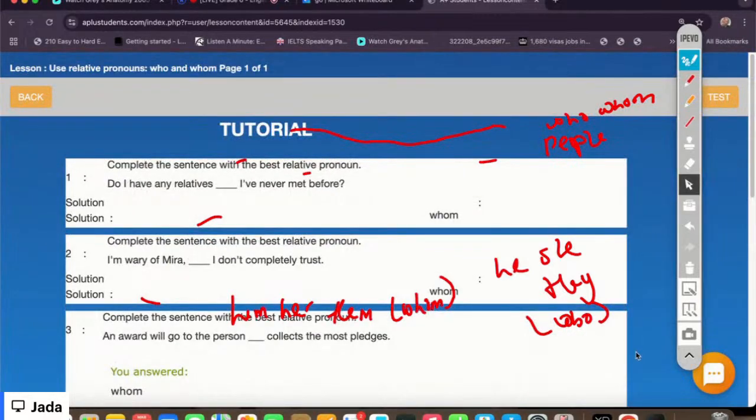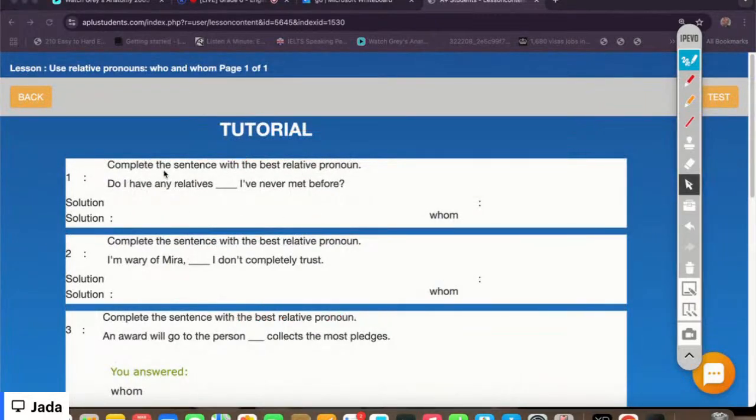So let's look at some examples. Complete the sentence with the best relative pronoun. It says, whom I have never met before. Okay. So if you're restating this, you can say I have never met them, not I have never met they. All right, so you can restate it using an object pronoun. So whom will be the right one.